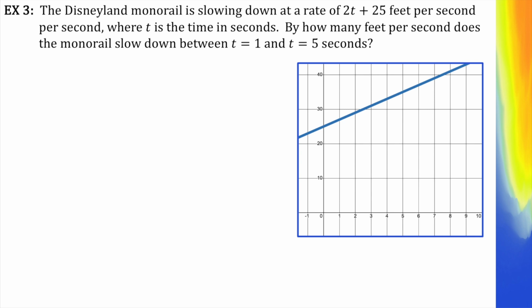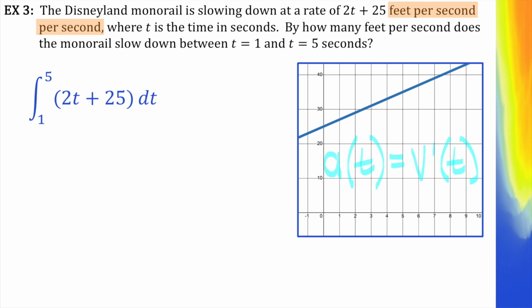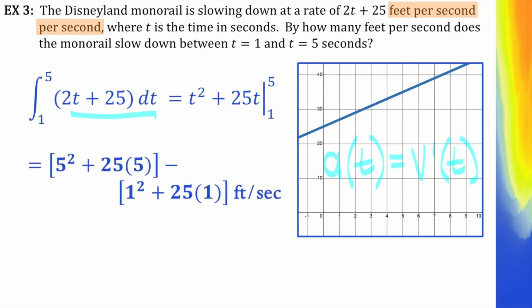This is the graph of 2t plus 25, and it's labeled in feet per second. So that is an acceleration function. And what we want is feet per second. And we know that acceleration is the derivative of velocity. So we just need the area under the curve from 1 to 5 of acceleration. So we can take the antiderivative of that, which is t squared plus 25t, evaluated from 1 to 5, about 124 feet per second.